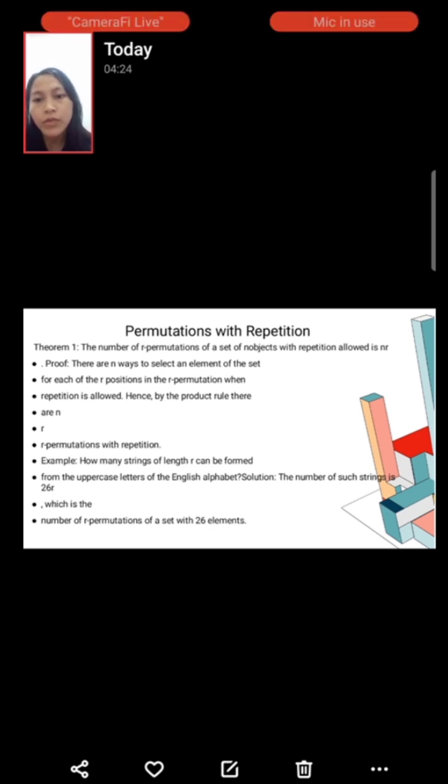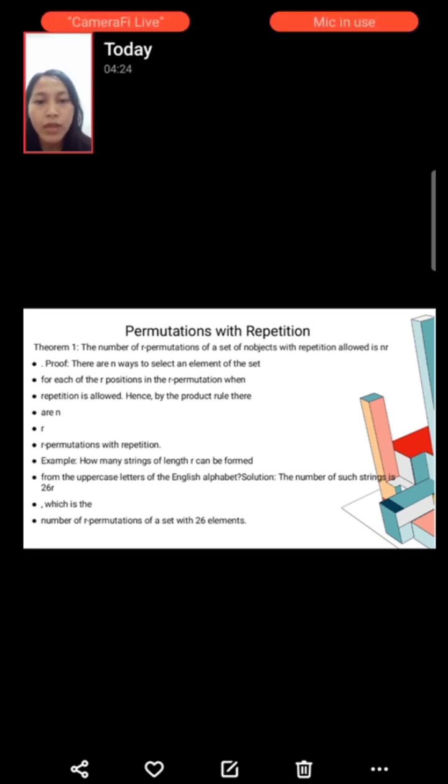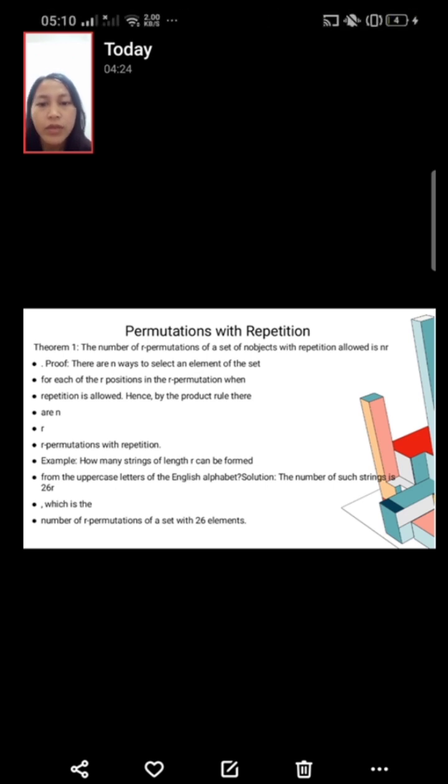r-permutations with repetition. For example, how many strings of length r can be formed from the uppercase letters of the English alphabet? And the solution here: the number of such strings is 26^r, which is the number of r-permutations of a set with 26 elements.